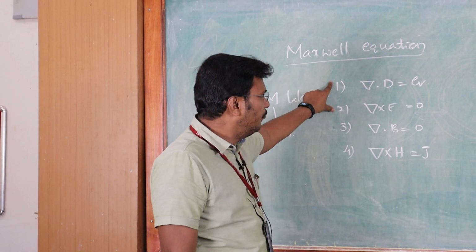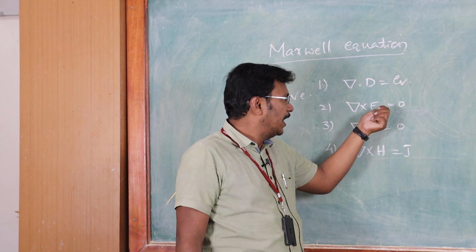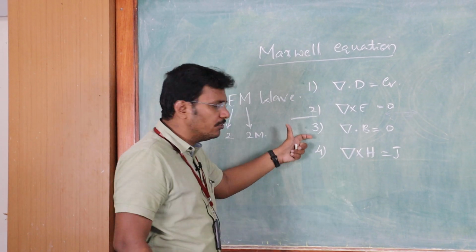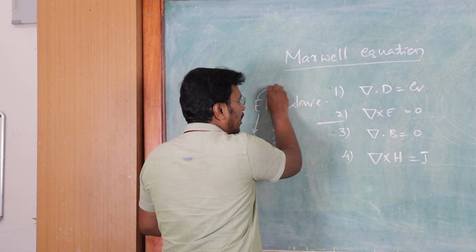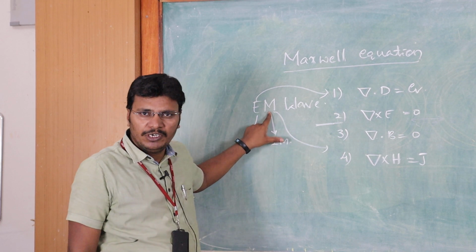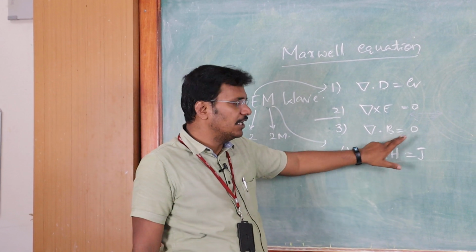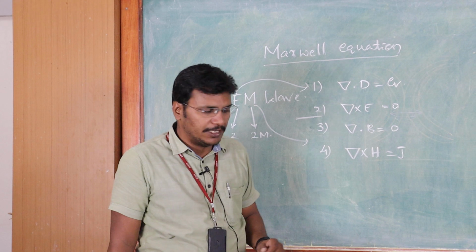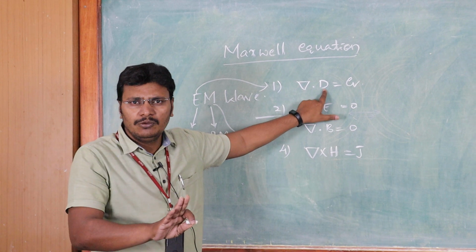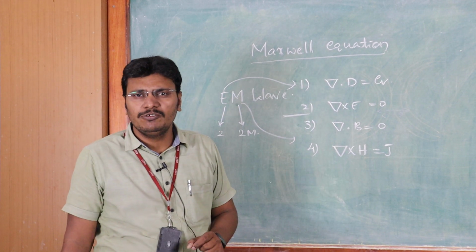In the electric field, D is the electric flux density and rho V is the volume charge density, and E is the electric field intensity. In a similar way, we have 2 more equations for the magnetic field. These 2 come from the electric concepts and these 2 come from the magnetic concepts. In the magnetic case we have del dot B equals 0 and del cross H equals J, where B is the magnetic flux density, similar to the electric flux density, and H is the magnetic field intensity. So these are the 4 Maxwell equations we have.